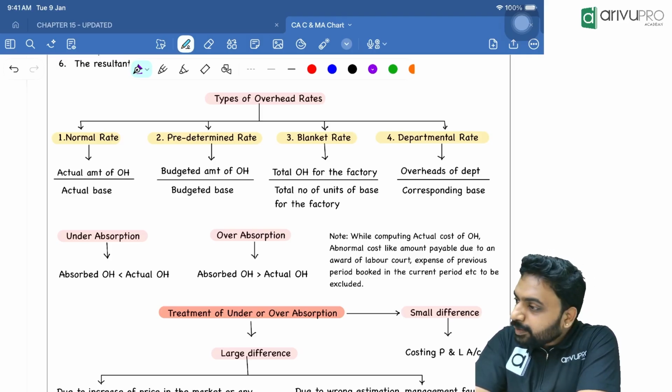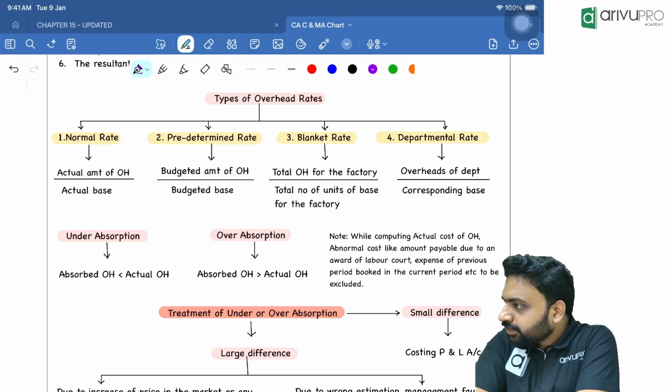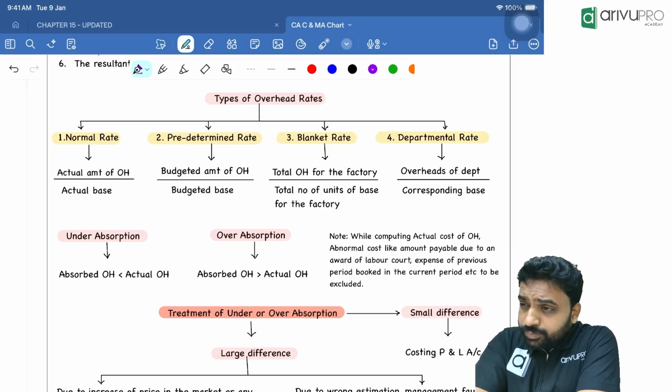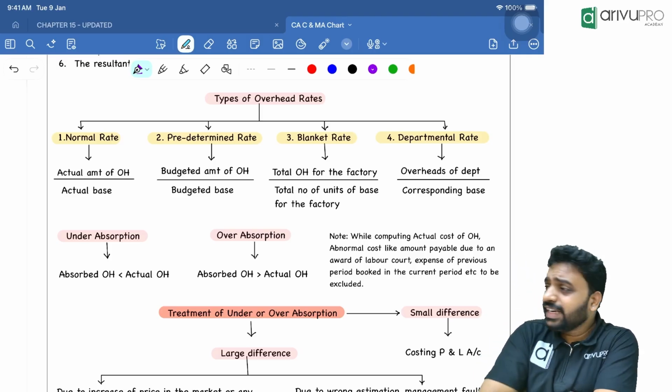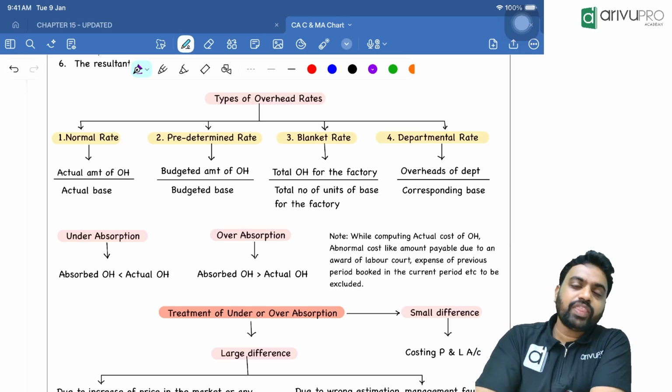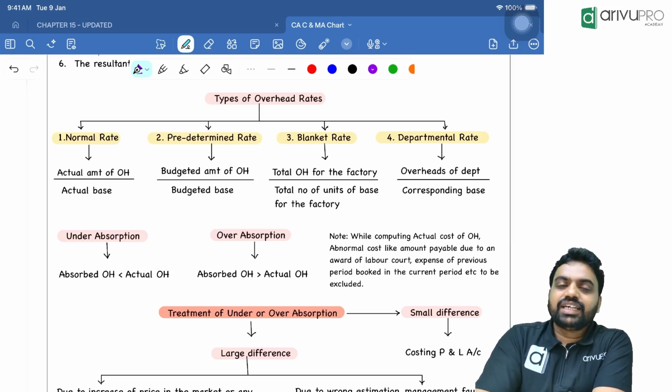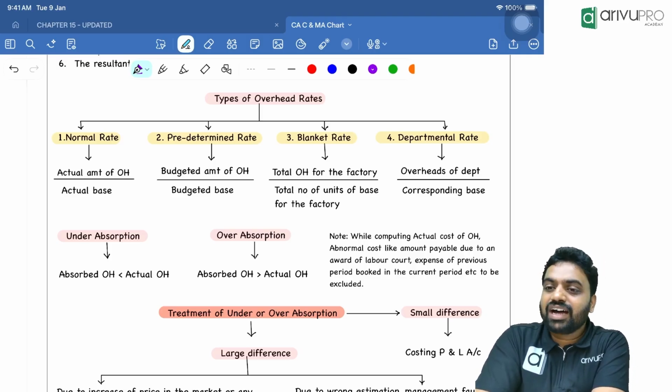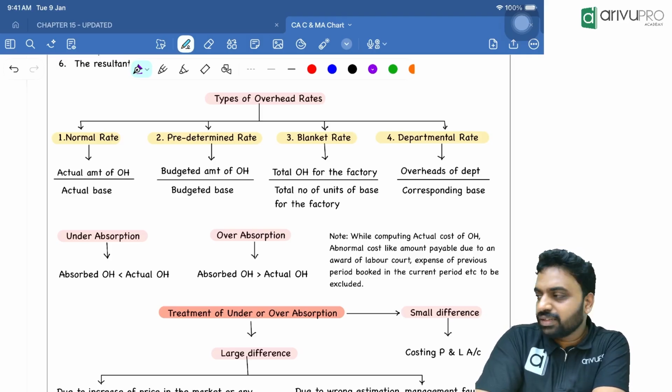Next one is your predetermined rate, as the name suggests. And also we use this widely. That is, here the absorption rate is computed on the budgeted data. In the numerator we will take the budgeted overhead, and in the denominator we will take the budgeted base. It could be budgeted labor hour, budgeted machine hour, budgeted material cost, whatever it is.